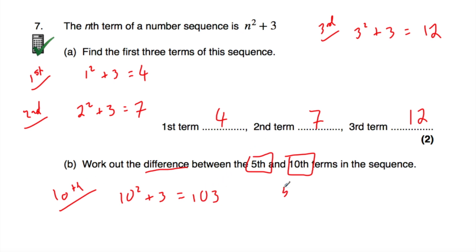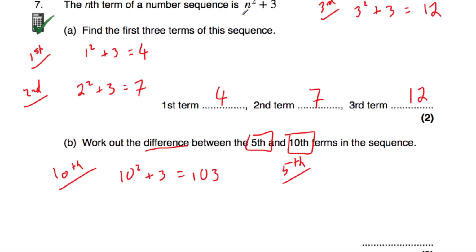The 5th term in the sequence, I'm just going to scroll down a bit here. The 5th term would be 5 squared plus 3. 5 squared is equal to 25, plus 3 would be 28. So the 5th term in the sequence is 28. So that's fantastic. We've worked out the 10th term and the 5th term in the sequence. Now it's a calculator question, but these were actually quite straightforward without a calculator.